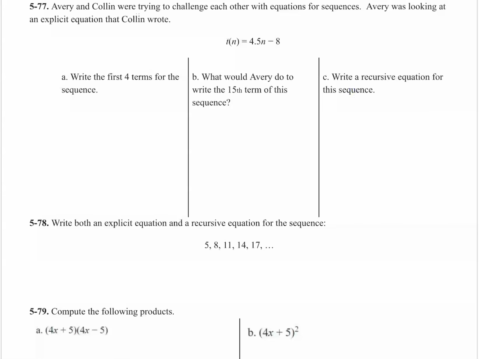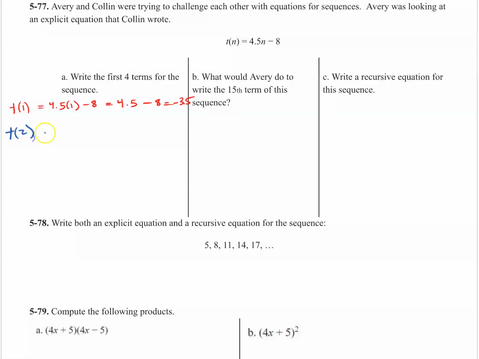77. Avery and Colin were trying to challenge each other with equations for sequences. Here's the explicit equation that Colin wrote. Write the first 4 terms for the sequence. So to find the first term, plug in 1. T of 1 equals 4.5 times 1, subtract 8. 4.5 times 1, any number times 1 is just itself. So this is 4.5 minus 8. And I suggest using a calculator. That's negative 3.5.